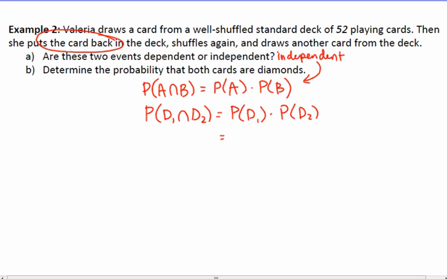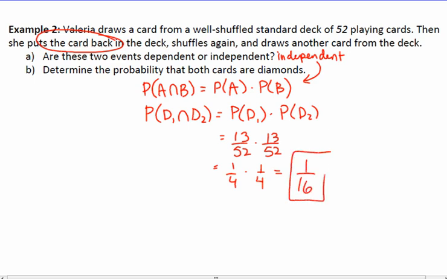Right? And are these going to be the same probabilities? Yeah. Each time, if we keep putting the card back, it doesn't affect our chances. So what's the probability of picking a diamond? 13 out of 52 times 13 out of 52. Let's reduce these first. What is 13 out of 52 reduced to? So 1 over 4 times 1 over 4 is 1 over 16. Bam.